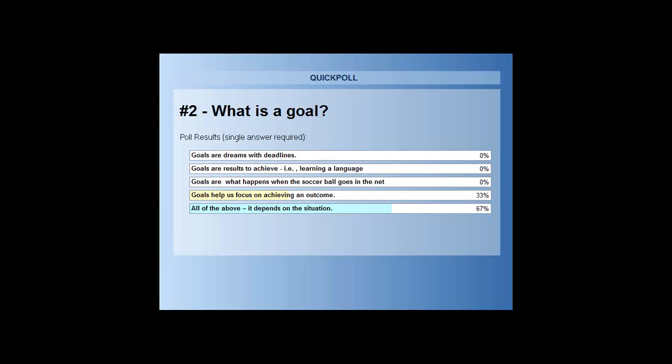Okay, so 33% said goals are a way to help us focus on achieving an outcome, and that's absolutely the case, and that's always the desired result of setting a goal. It's one thing to set the goal, but if you don't really work towards achieving the outcome, nothing changes, right? In the context of DSABC and your mentoring work, it's really all of the above. You could say that all of the definitions that we had on the screen are definitions of goals. It really does depend on the situation.